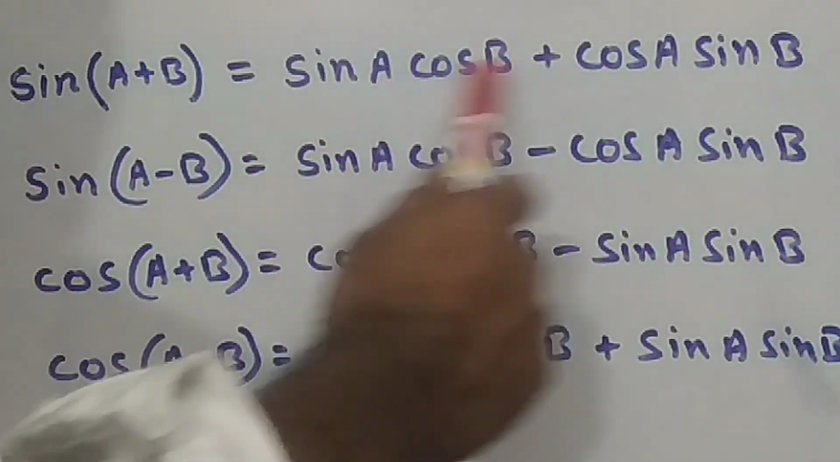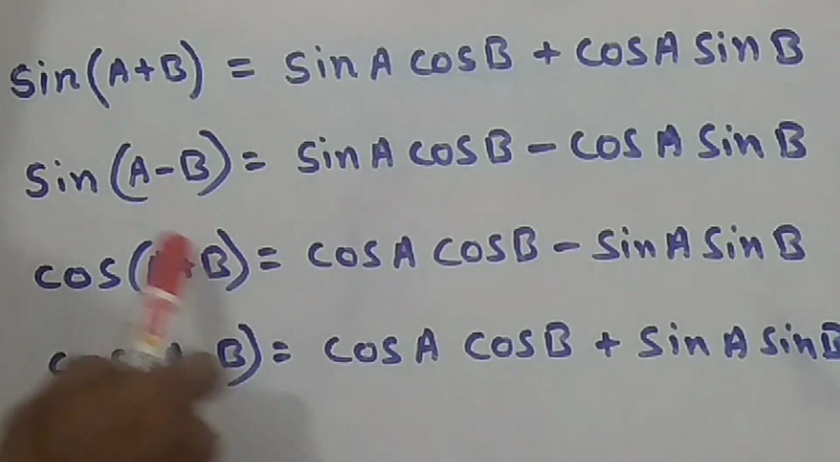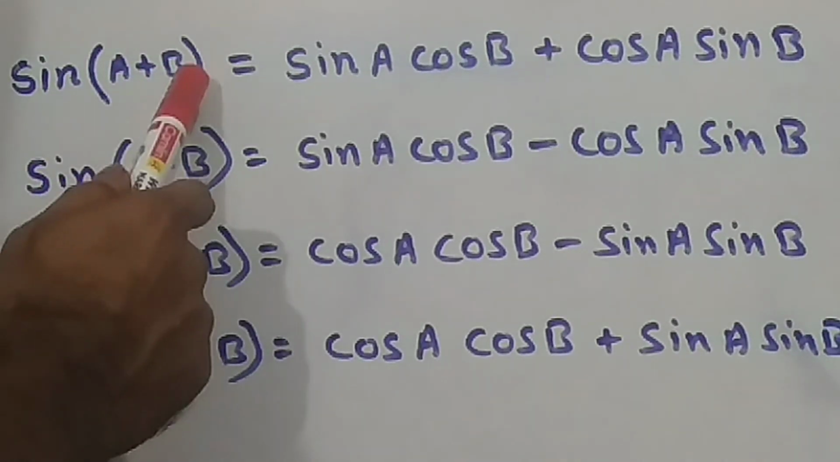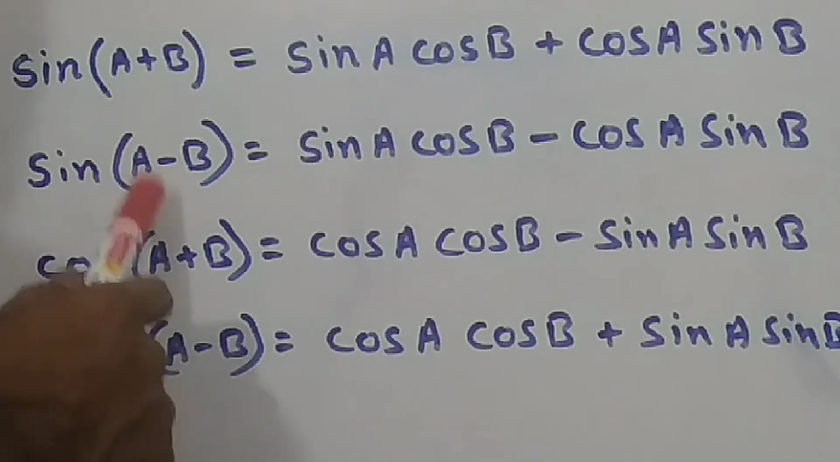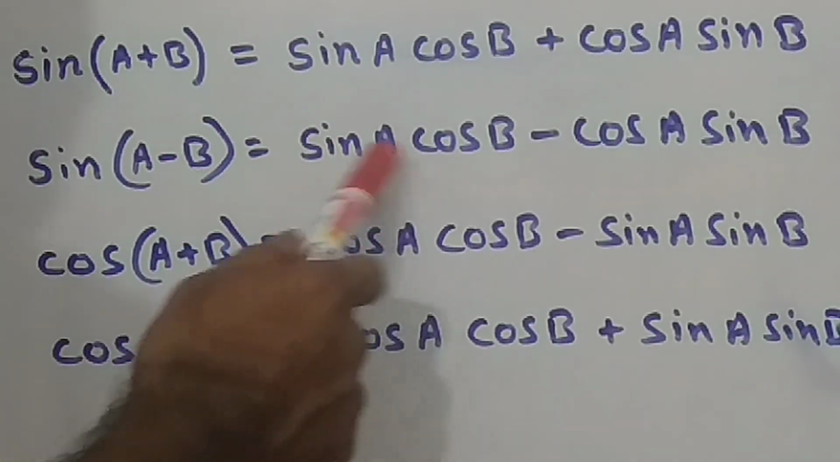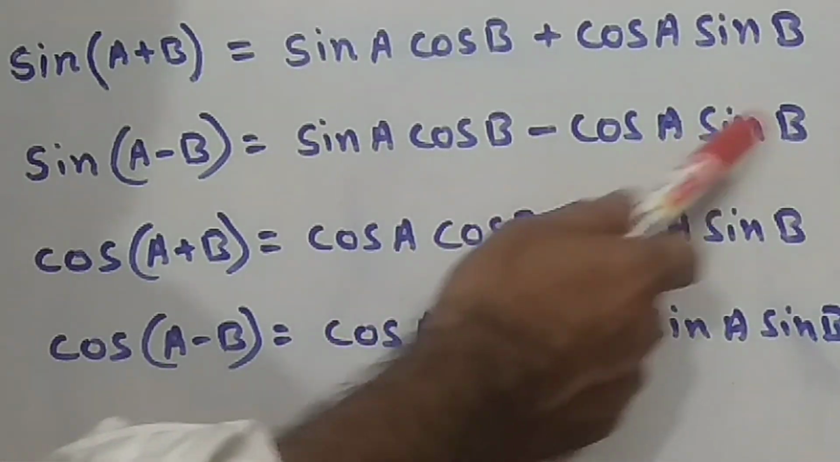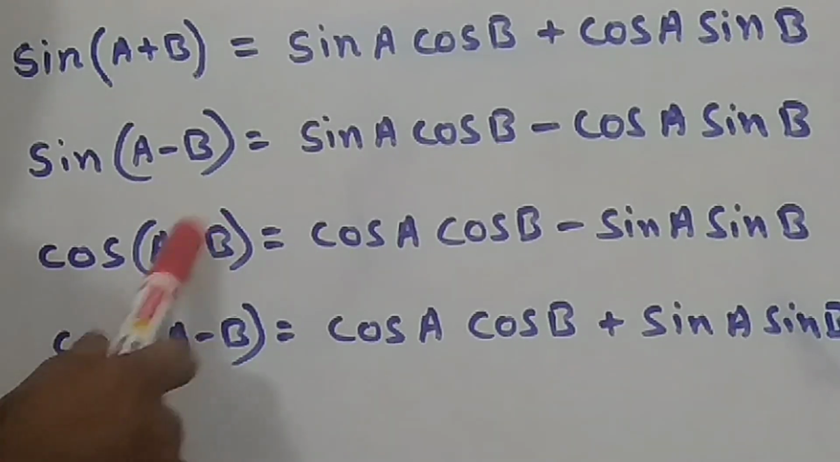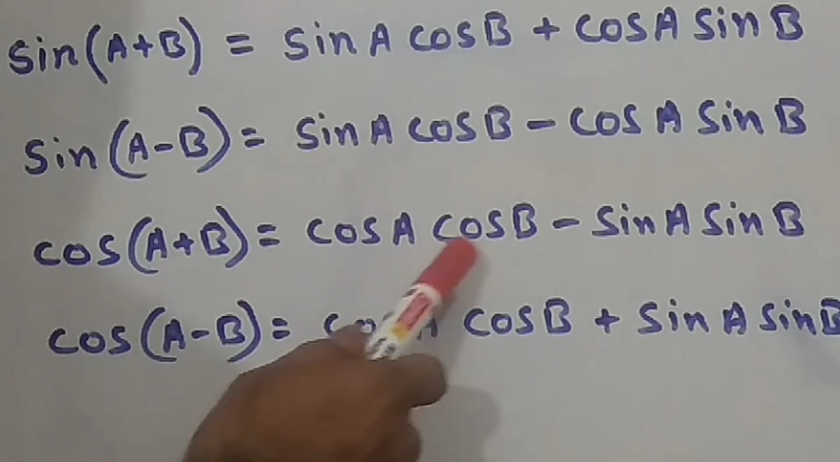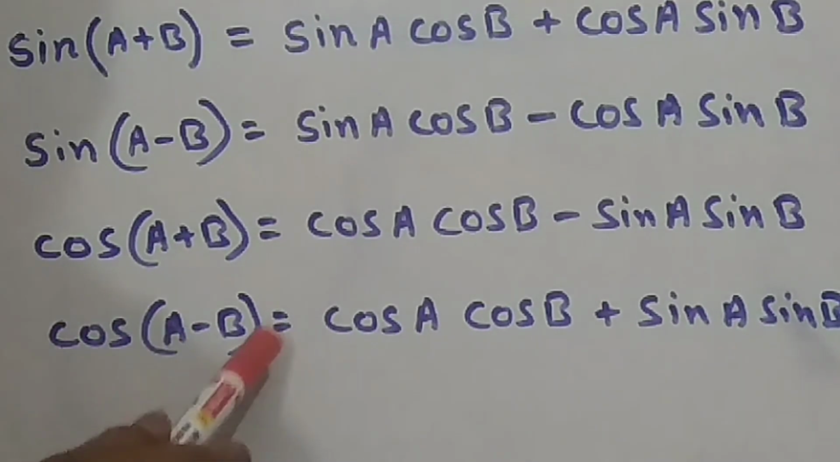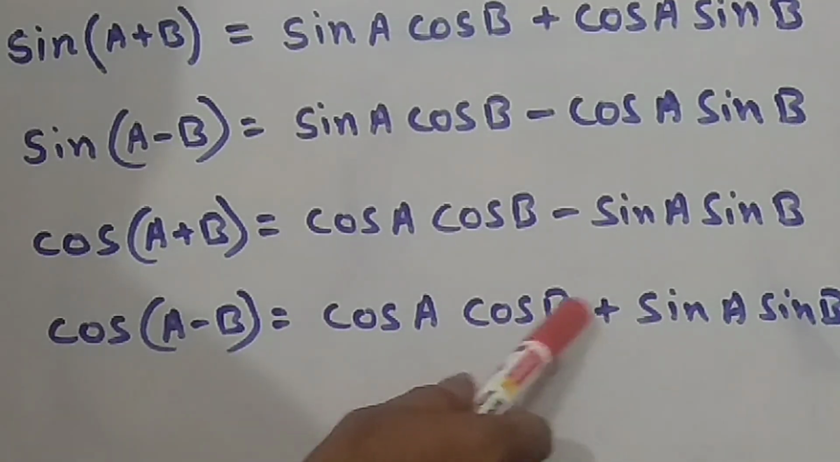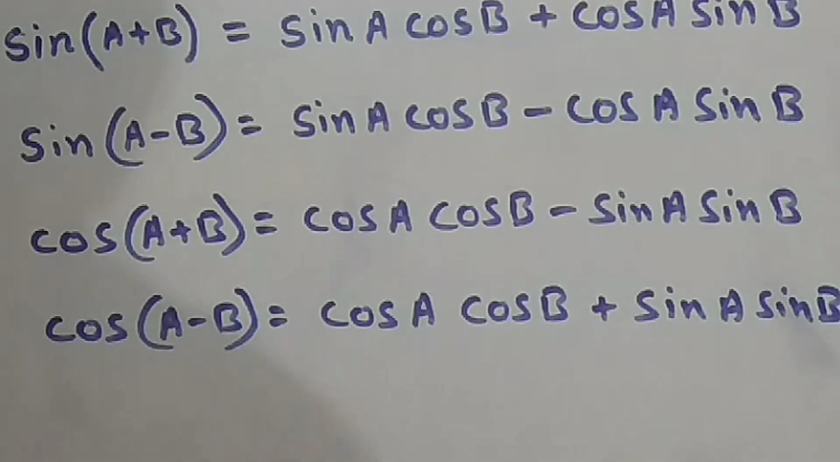These are some more formulas for trigonometry. Sine A plus B is equal to sine A cos B plus cos A sine B. Sine A minus B is equal to sine A cos B minus cos A sine B. Cos A plus B is equal to cos A cos B minus sine A sine B. Cos A minus B is equal to cos A cos B plus sine A sine B.